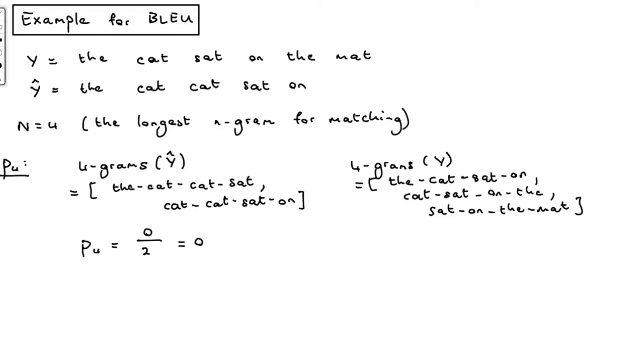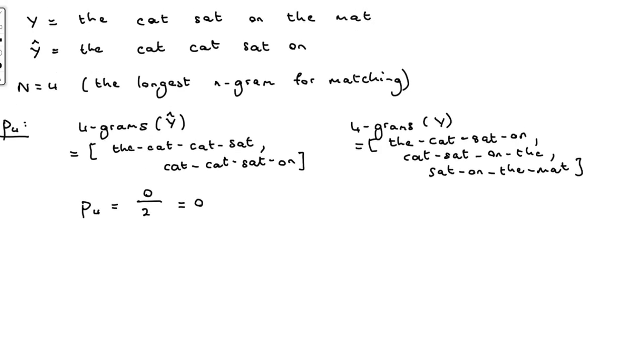Can you just stare at it and tell me what P3 is? Ryan's guessing 1/3. Why? Okay, why 3? Because there would be 3 trigrams at the bottom. What are the 3 trigrams? The cat sat and cat sat on. And the only thing that occurs in the true case is cat sat on. Okay, did you all get that?